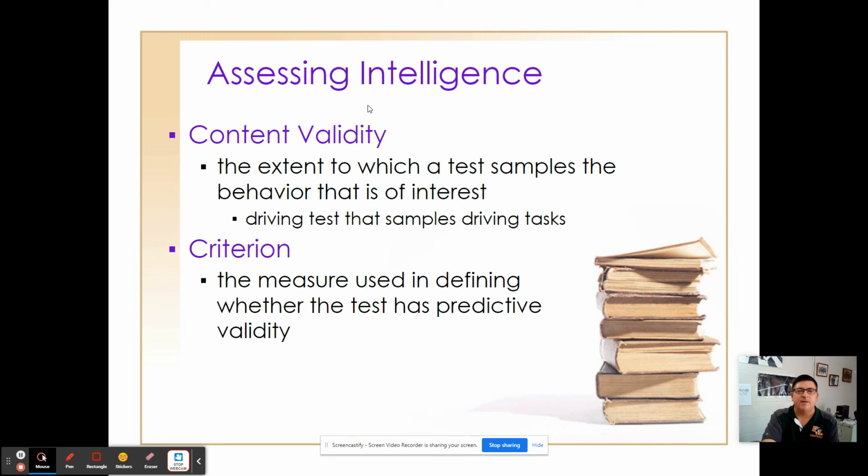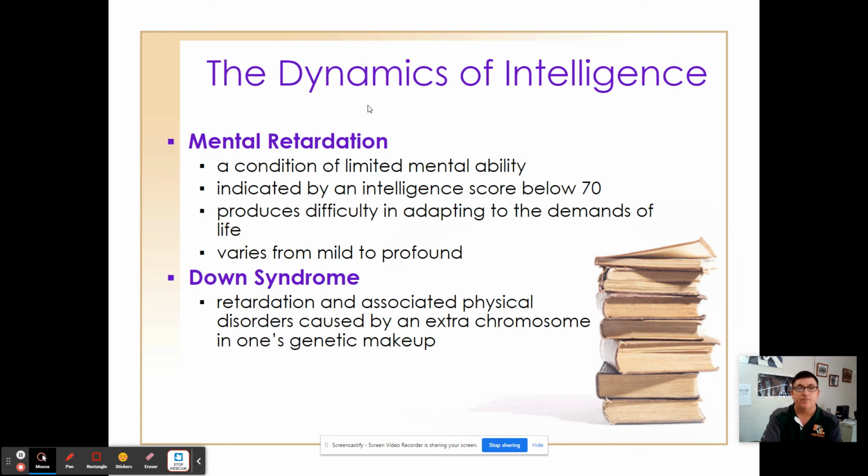All right, content validity: the extent to which a test samples behavior that is of interest. And then criterion: the measure used in defining whether the test has a predictive value.